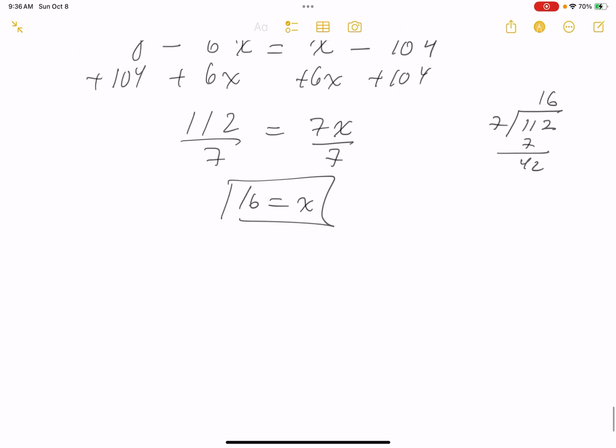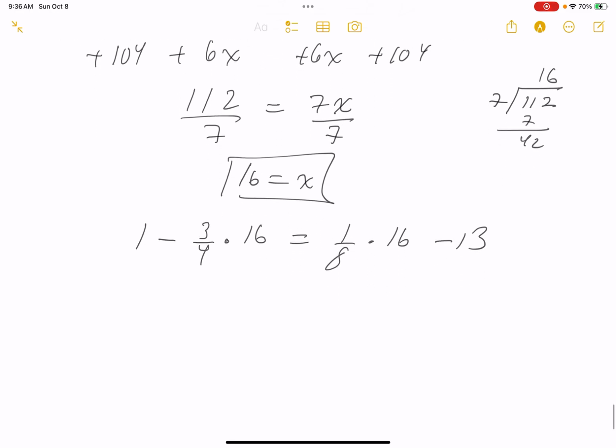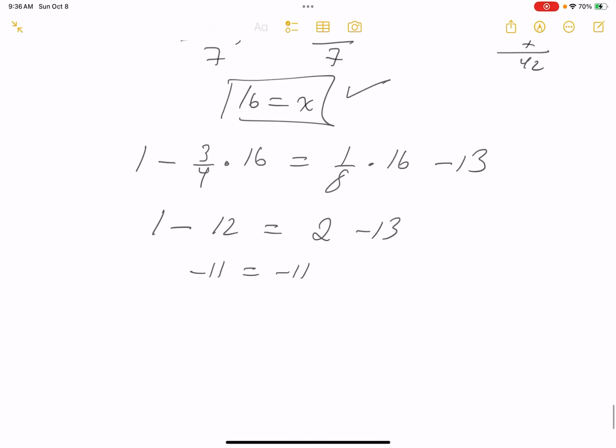Let's check it, though, in the original. So it's going to be 1 minus 3/4 times 16 equals 1/8 times 16 minus 13. We're checking it. What do you get? 1 minus, well, 4 goes into 16 4 times, and 4 times 3 is 12. What do you get here? 8 goes into 16 2 times, and let's see if this is true. 1 minus 12 is minus 11, and 2 minus 13 is also minus 11. Worked beautifully. All right, we're going to get a 48 now.